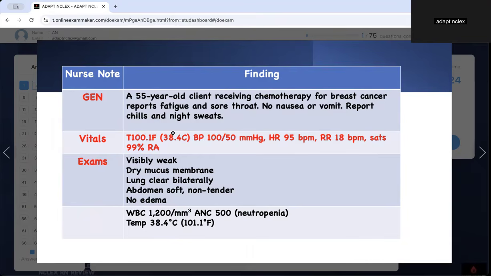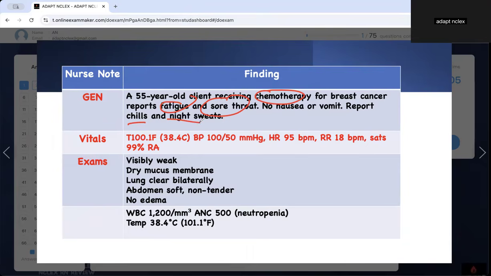Chemotherapy, I care about it. Breast cancer, I don't care about it. Reports fatigue and sore throat. Those are the things I'm worried about. So I have chemotherapy, fatigue, and sore throat. Bad combination. He has no nausea and vomiting, but reports fever and chills.